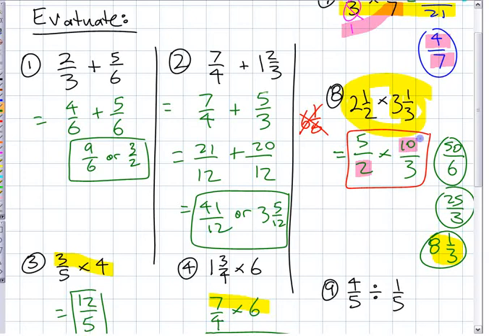Okay, don't lose sight of this now. What did we have to divide by to go from here to here? To go from 50 over 6 to that, what did we have to divide by?